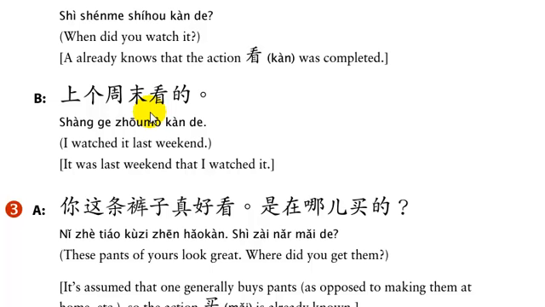So this 是...的 construction is almost used like a past tense. But remember, both people in the discussion, or especially the person asking the question, have to know that this happened. You don't use 是 and 的 about something that you're not sure happened in the past. You use the 是...的 construction for something that you know happened in the past.